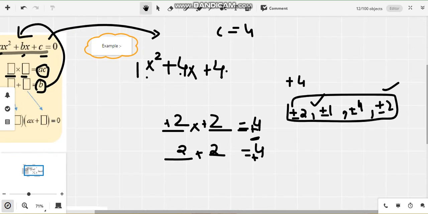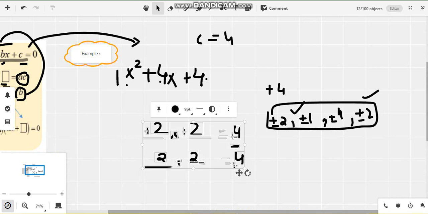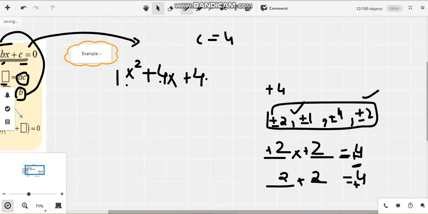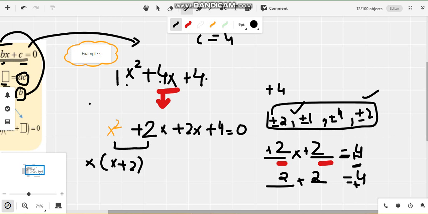After that, we will write our equation here, x square plus 4x. I am going to replace the b value with the factors that we got, 2 and 2. So I will write x square plus 2x plus 2x plus 4 equals 0. In the first term, what's the common? That's x, so you take out x, giving x plus 2, and from the last two terms you take out the 2, giving 2 times x plus 2, equals 0.